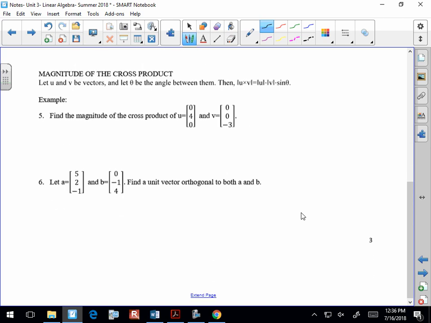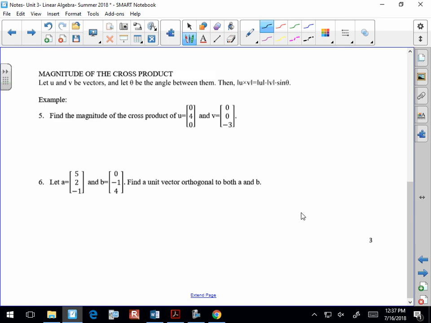Magnitudes of the cross product, two ways to handle it. One way would be to find the cross product and then find the magnitude of that resulting vector. The other way to do it would be to use this formula. There is a justification for this formula that we'll talk about soon. So for now, we'll just get into the skill of it. Magnitude of the cross product is equal to the magnitudes of the two vectors that make up the cross product multiplied by the sine of the angle between them.